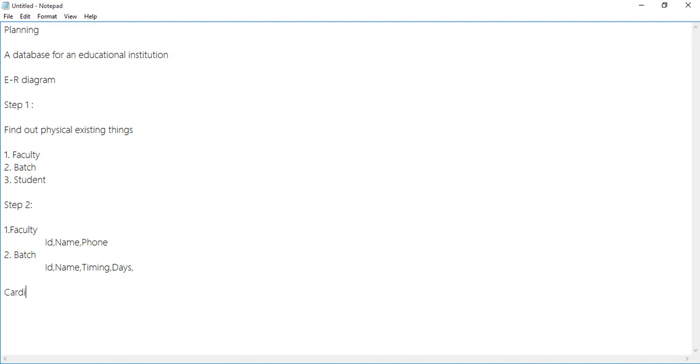Cardinality, let me write here, cardinality. It can be one to one, and one to many, and there is many to one. So these all are the cardinalities, and many to many. I hope it is clear to everyone.